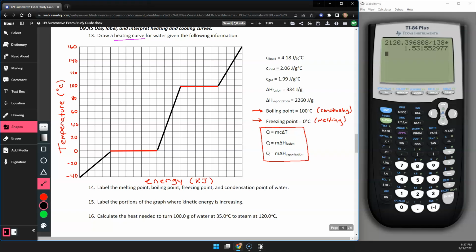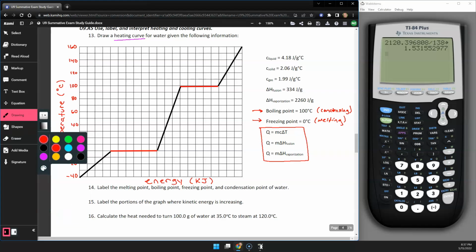Great. Okay. So it asks us to label some things. Anytime you have a plateau, that is a phase change. Phase change is where you change states. So our first one that we labeled was our freezing point. And it's also our melting point. The second one that we labeled was our boiling point. And it's also the same as our condensing point.